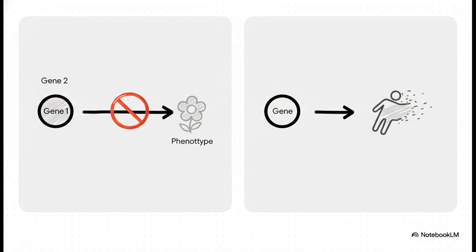A lethal gene, on the other hand, is way more dramatic. If an organism inherits a certain combination of these alleles, it doesn't survive, often dying before it's even born. This really messes up the expected Mendelian ratios you see in the living offspring. So one affects a trait, the other affects life itself.